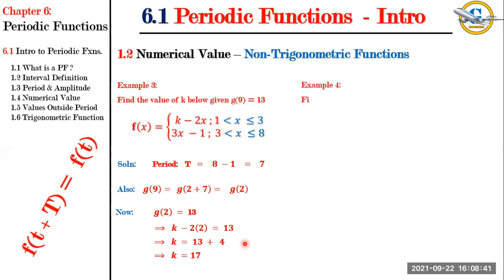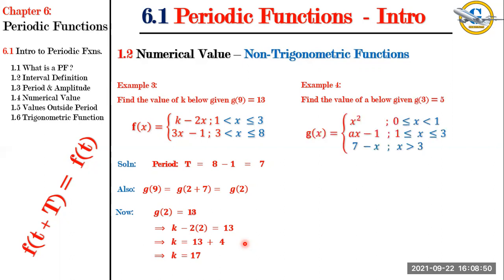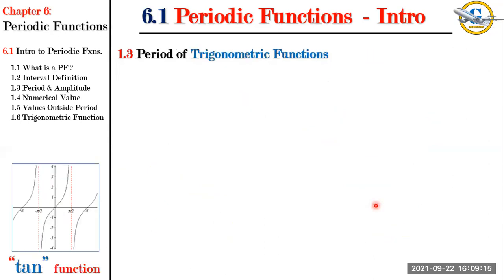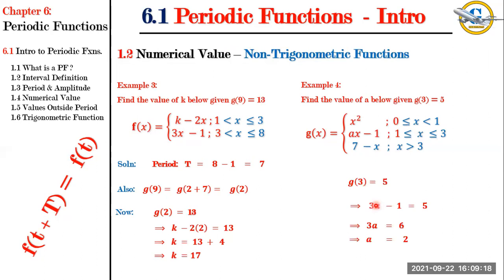Another example, example 4. Find the value of a below, given that g of 3 is equal to 5 for this function. Now this one is direct because you can see g of 3 here. This 3 is in this second interval, so you can find the value of a directly. So g of 3 is equal to 5 implies 3 times a minus 1 should be equal to 5, and a is equal to 2. So a is equal to 2. That's what we have.